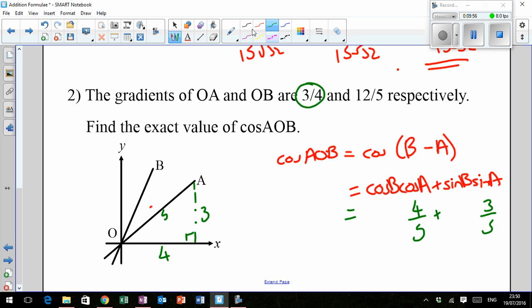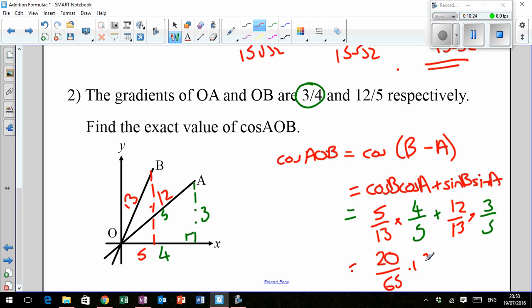And then in a similar way, for B, we know the gradient is 12 over 5. So the vertical will be 12, the horizontal will be 5, which means the hypotenuse is 13. So cos of B is 5/13ths, and sine of B is 12/13ths. And then simplifying that, that's going to be 20 over 65, and 36 over 65, which is our 56 over 65 again.